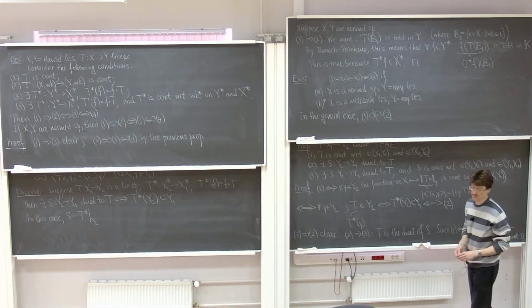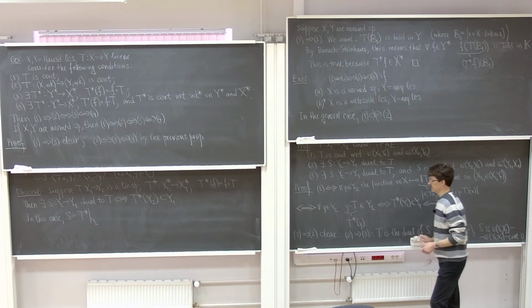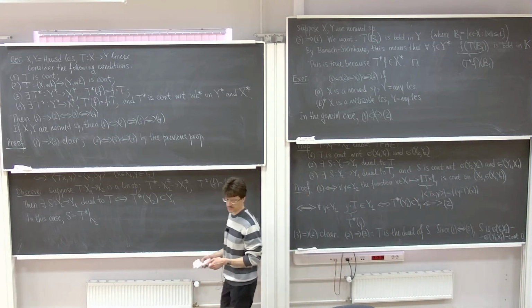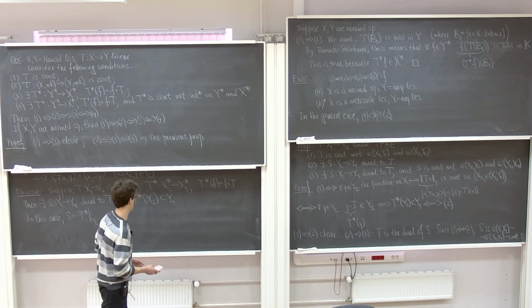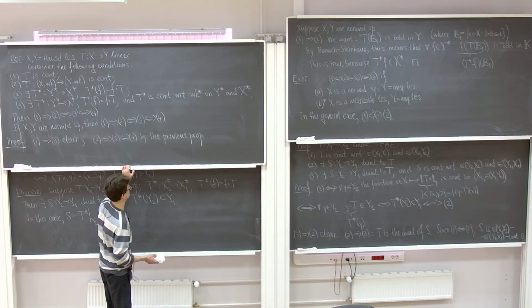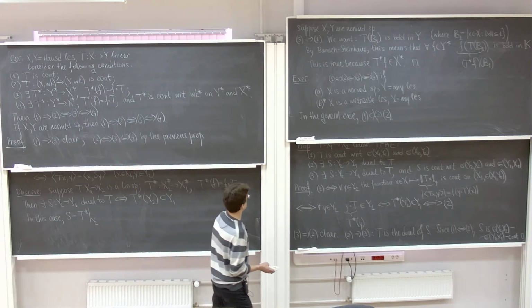Number three. Number 4 will be about spectral theory in Hilbert space. So exercise sheet 3 is about topological vector spaces. Okay.